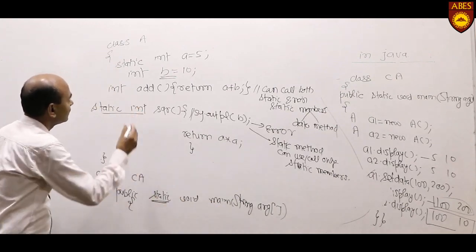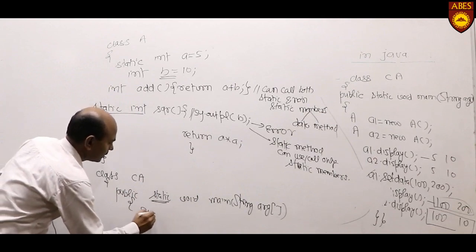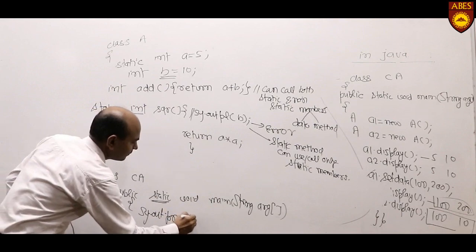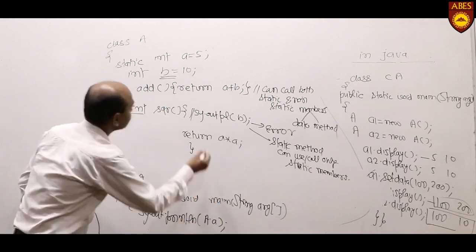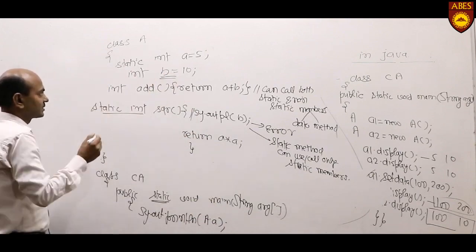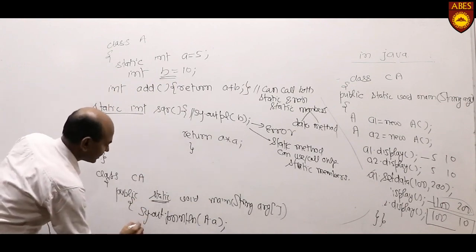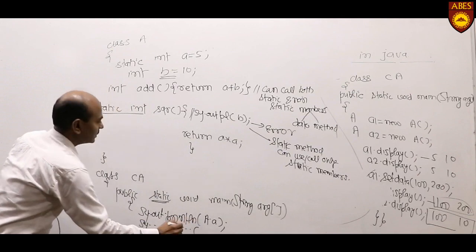So I can call system dot out dot println a dot a, that is, static members can be called directly with the help of the class. Similarly, I can call system.out.println what?